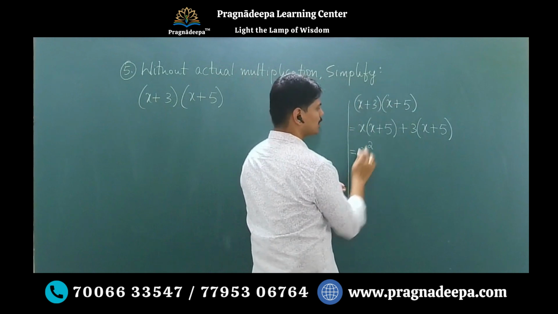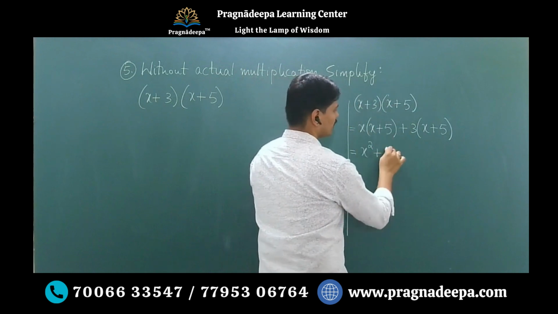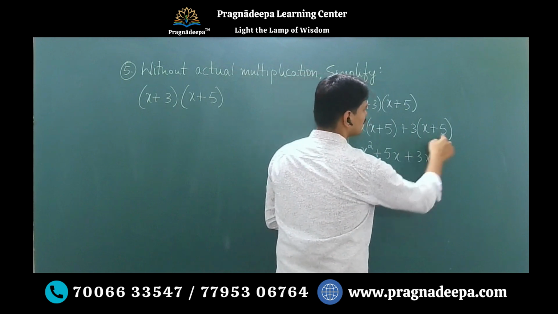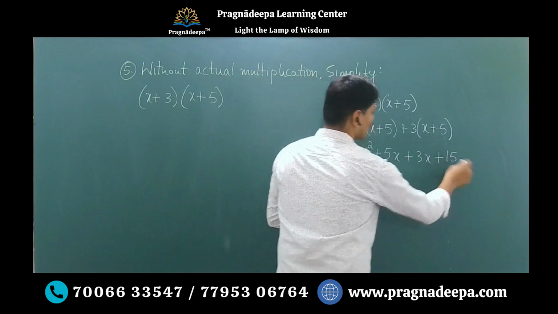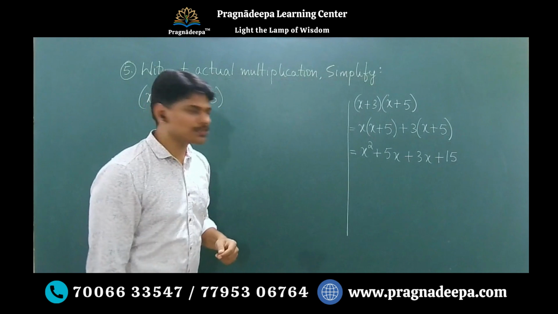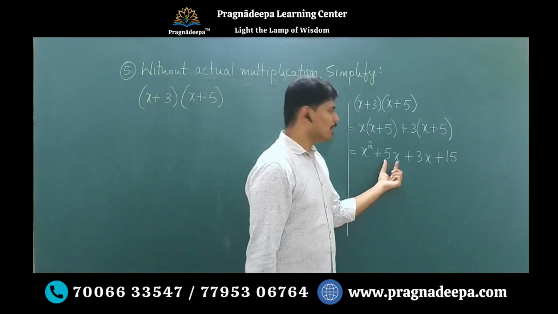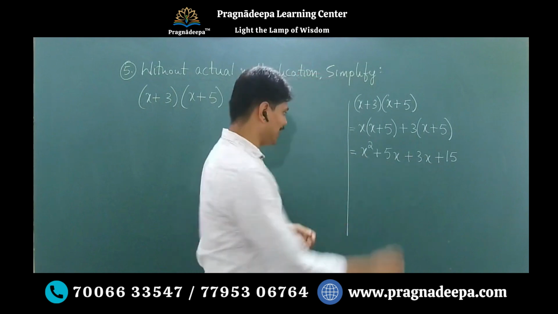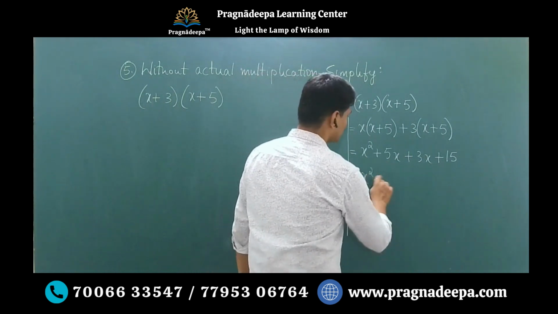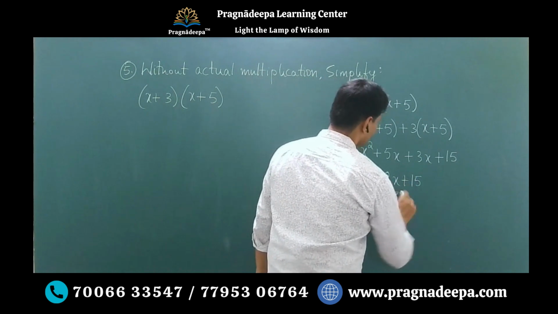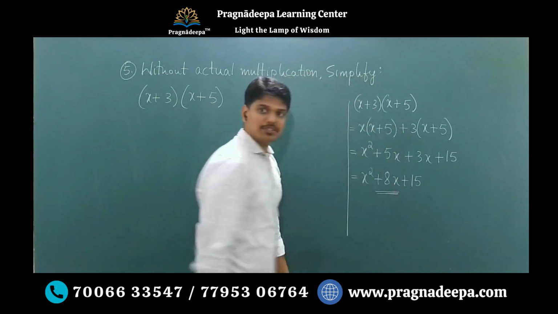x into x is x square, x into 5 is 5x. 3 into x is 3x, 3 into 5 is 15. Now we know the concept of adding the like terms. Which are the like terms here, students? 5x and 3x. So 5x plus 3x gives rise to 8x. So x square plus 8x plus 15 will be the final answer after the multiplication of these two algebraic terms.